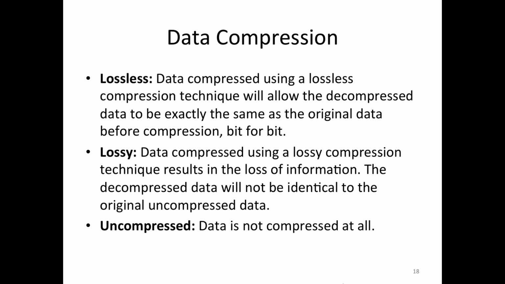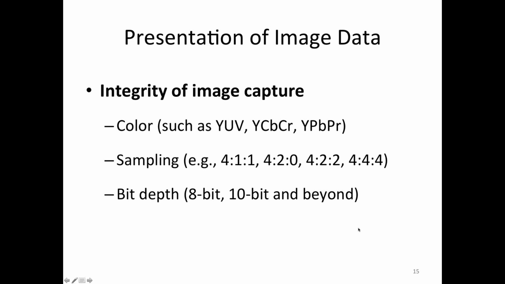Data compressed using a lossless compression technique will allow the decompressed data to be exactly the same as the original data before compression, bit for bit. The compression of data is achieved by coding redundant data in a more efficient manner. Data compressed using a lossy compression scheme results in the loss of information. The decompressed data will not be identical to the original uncompressed data. However, conservative lossless compression can result in a form of lossy compression referred to as visually lossless.